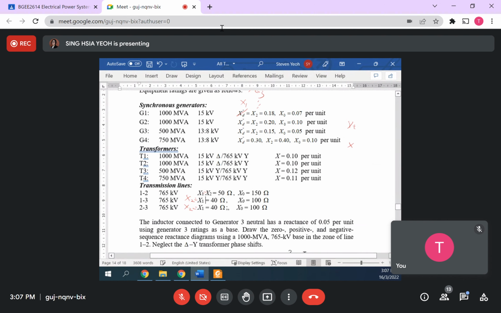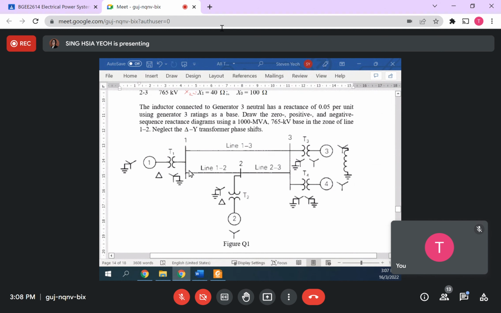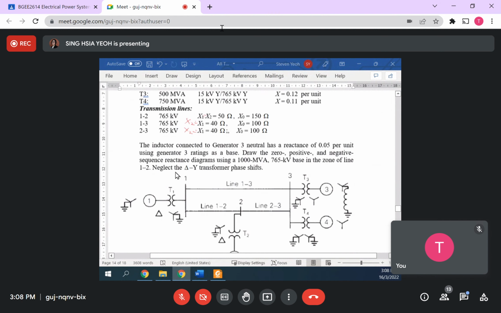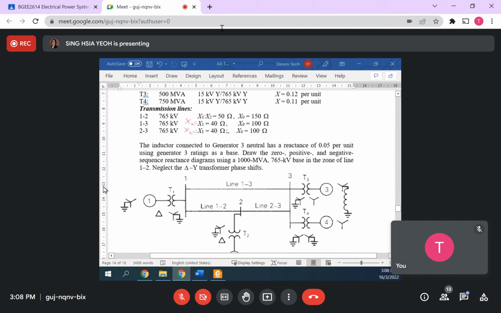Can you do it now? Have you done? Based on this circuit diagram, this is a per unit question like you did during the transformer chapter. Draw the zero, positive and negative sequence reactance diagrams using 1000 MVA and 765 kV base in the zone of line 1, 2. So you are using 765 kV here, and your S new will be 1000 MVA.